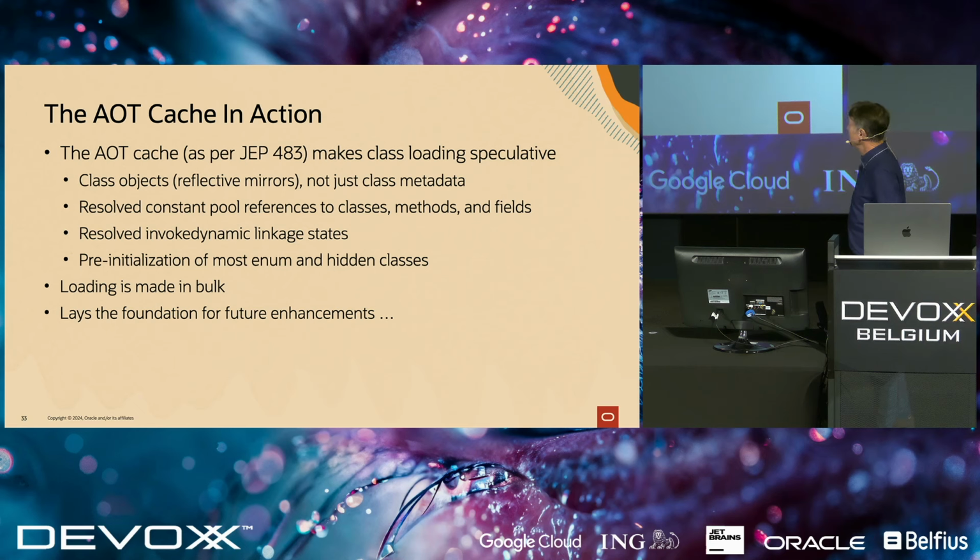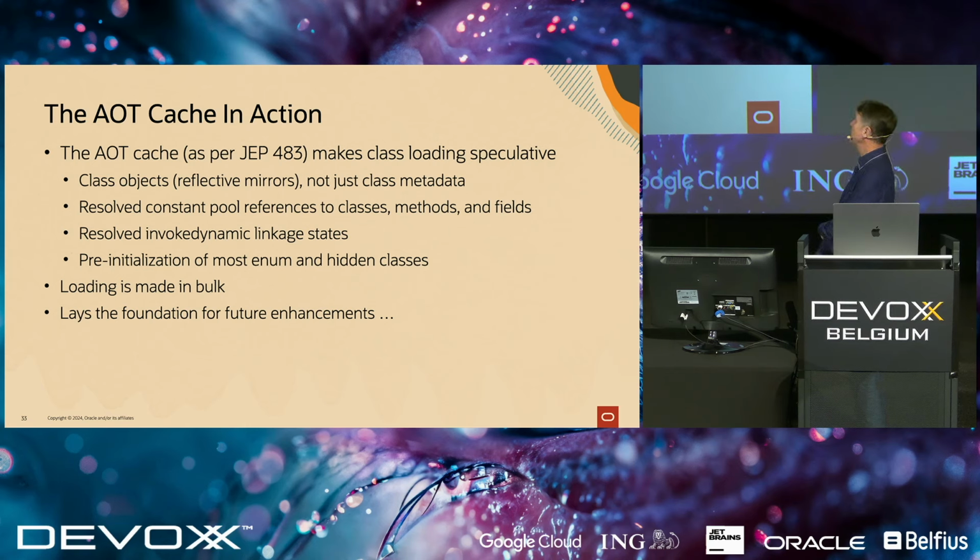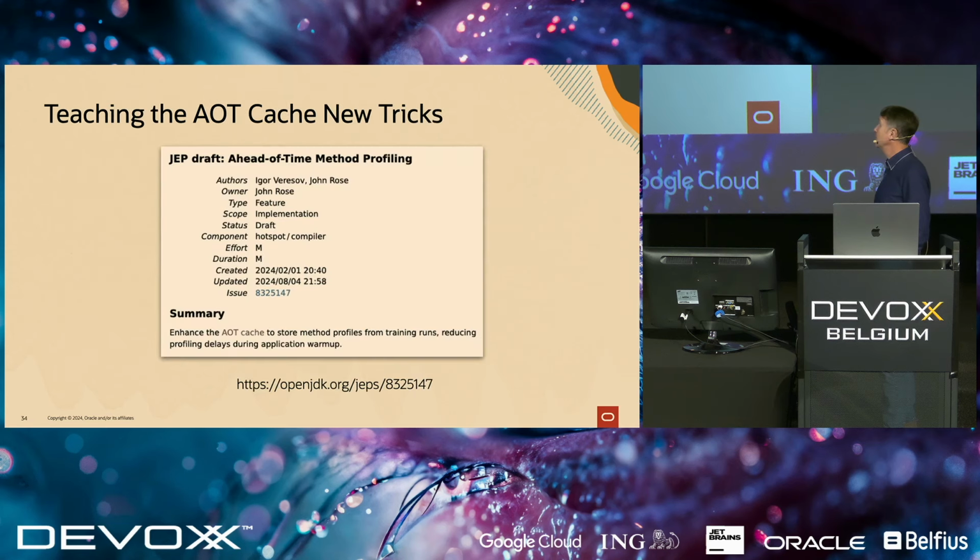And the AOT cache is actually close to making it into the JDK. So we have a JEP up and running, where we can store class objects, reflective mirrors. We can have constant pool references to classes, methods, and fields. We can have resolved invokedynamic linkage and all the stuff I talked about before. Pre-initialization of most enum and hidden classes. And loading of this is done in bulk, by just memory mapping this file. So it will be loading like 100 times faster than scanning through a file. And this just lays the foundation for future enhancement.